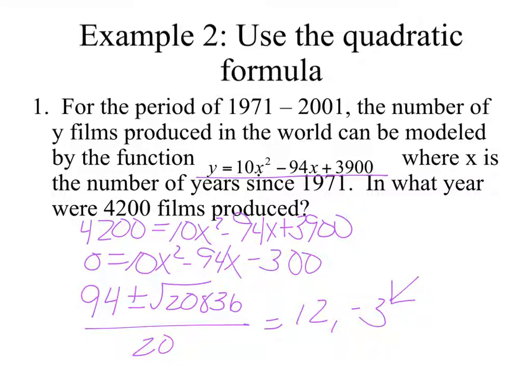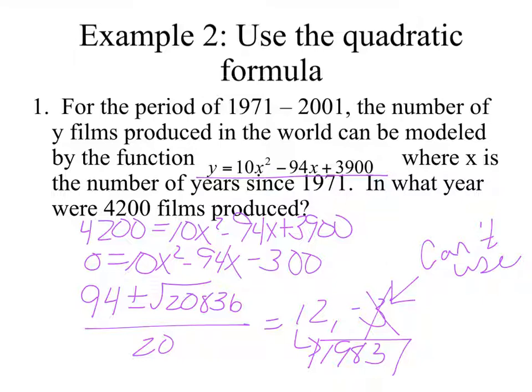Negative 3 is what is known as an extraneous solution. Big fancy word that basically means we can't use it. Think about the problem itself. We started in 1971. Well, we can't have negative 3 years. We can't go back to before the data was collected because it would not be accurate. So the negative 3 we can't use. So the only real or true answer is the 12. And the 12 from 1971 plus 12 years is going to tell us that in 1983, 4,200 films were actually produced.